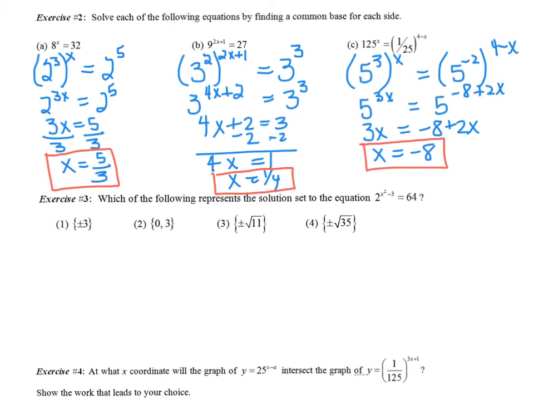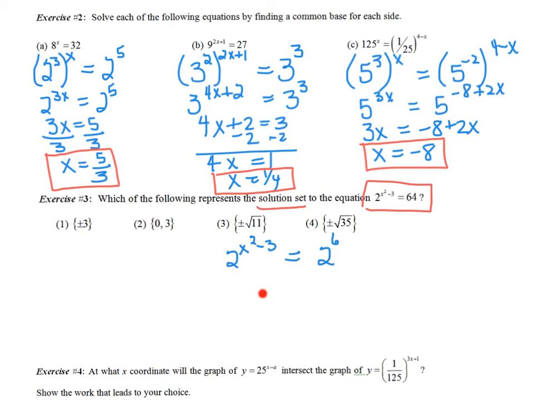In exercise number 3, it says, which of the following represents the solution set to this equation, 2 to the x squared minus 3 equals 64. So I see that I have an exponential equation. On the left side, my base is 2. It's raised to the x squared minus 3. Well, 64 can also be written as 2 to a power. In fact, it's 2 to the 6th.